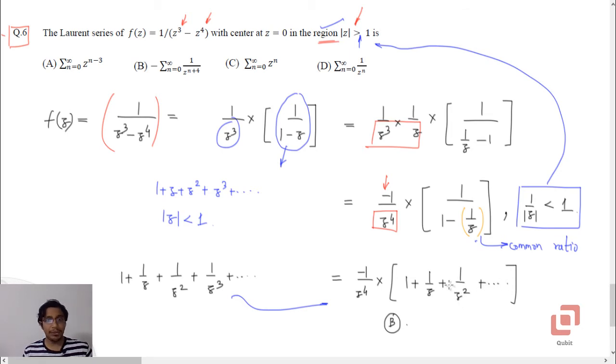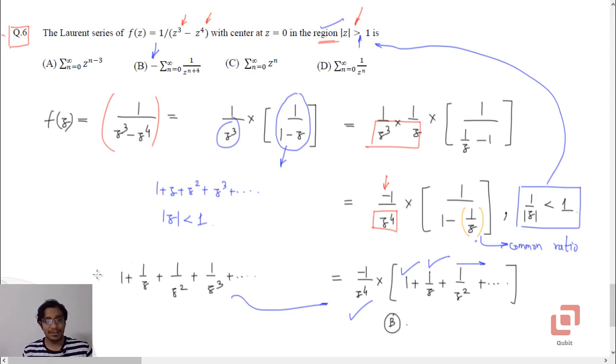Okay, now we need to pick the correct one. Apparently only option B has the negative sign. Okay, so it's most likely to be correct. Let us see if it matches. If we let n to be 0, then the first term is going to be 1 upon z to the power 4. Yes. Second term is going to be 1 upon z to the power 5. Yes. Okay, and so on. So it is option B. Had we not recognized the region of convergence correctly, we may have ended up selecting an incorrect option.